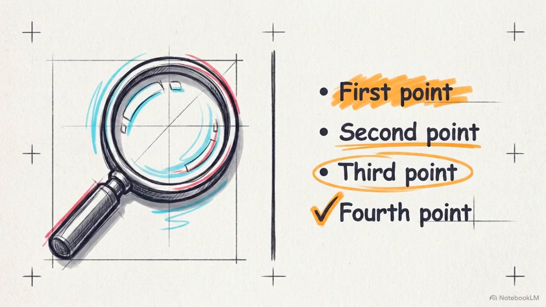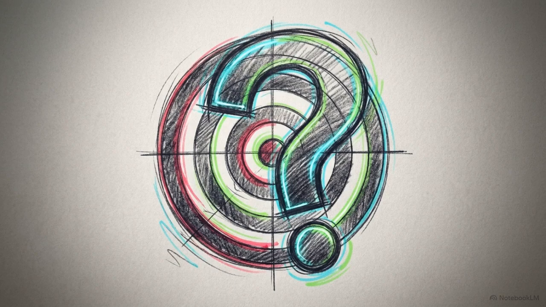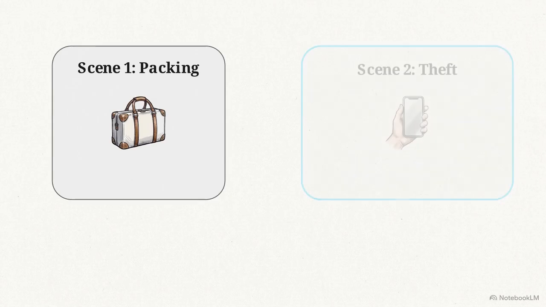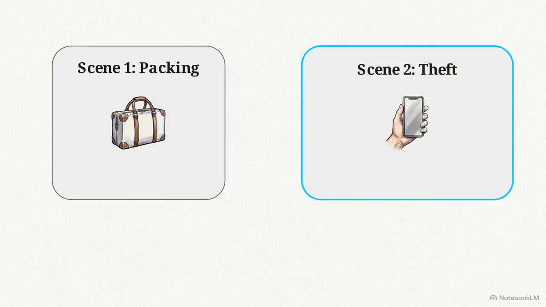This introduces a major friction point in pacing, deciding what gets a detailed description and what gets summarized in a single sentence. To filter this, ask yourself one question. Does this specific action drive the central theme? Let's test that. Between Scene 1, where the mother packs her bag to leave the house, and Scene 2, the exact moment the man snatches her phone, which of these requires detailed writing?